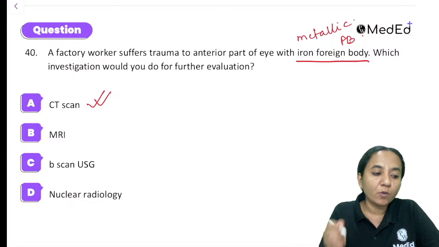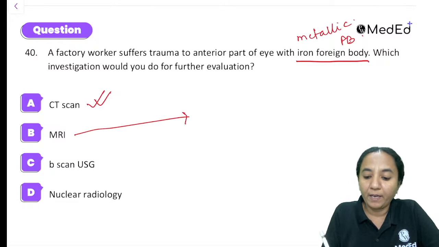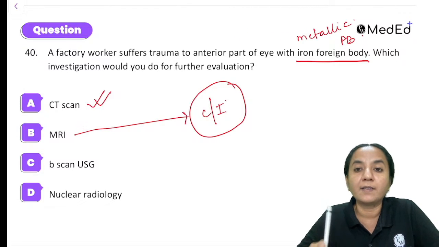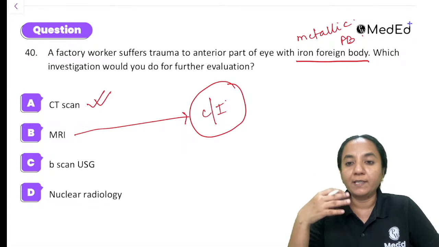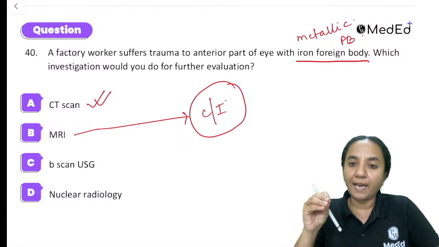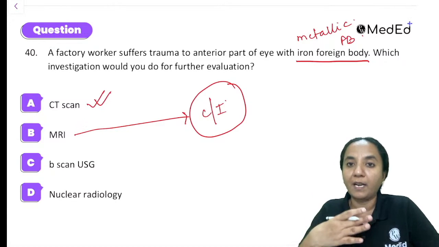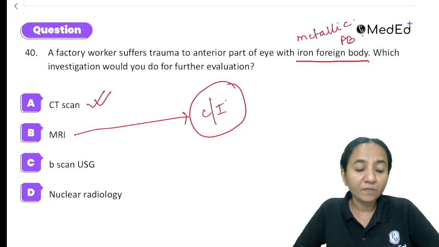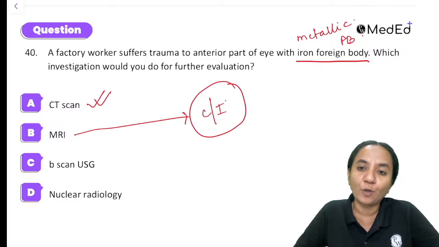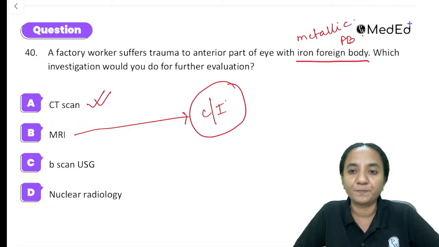And they also ask what is the investigation that you will not do? The answer is MRI. So absolutely contraindicated is MRI. Why? Because this is a metallic foreign body. So for a metallic foreign body in the eye, what is the investigation of choice? The answer is CT scan. And what is the investigation that should never be done, or what is the investigation contraindicated for a metallic foreign body in the eye? The answer is MRI. Both these are asked. Which is the investigation of choice? Which is the investigation that is contraindicated? Both of them can be asked.